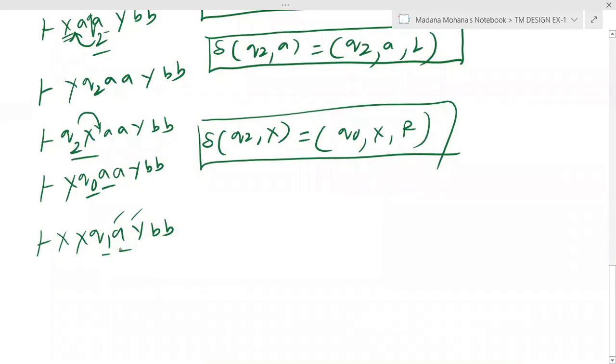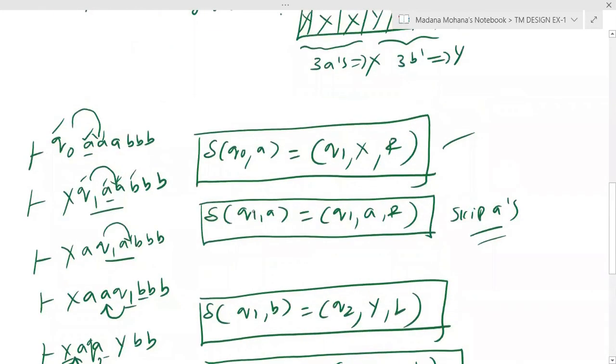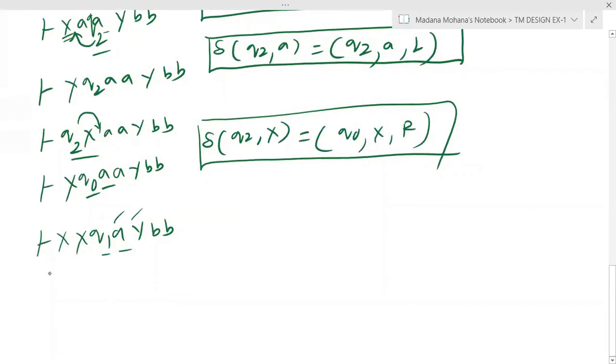Now see Q1 A, is there any transition for skipping? Yeah, it is already there. So Q1 A equal to Q1 A R. So apply the same transition. Now skip here. Now here you will get X, X. Now A is replaced with A, then it moves right without changing state.